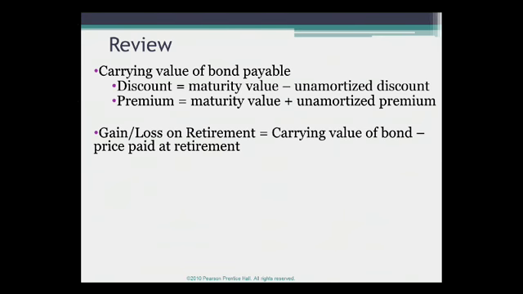And if you have an early redemption of your bond, you calculate the gain or loss on retirement by taking the carrying value of the bond and subtracting the price paid at retirement. If this is a positive number, it's a gain. A negative number is a loss.